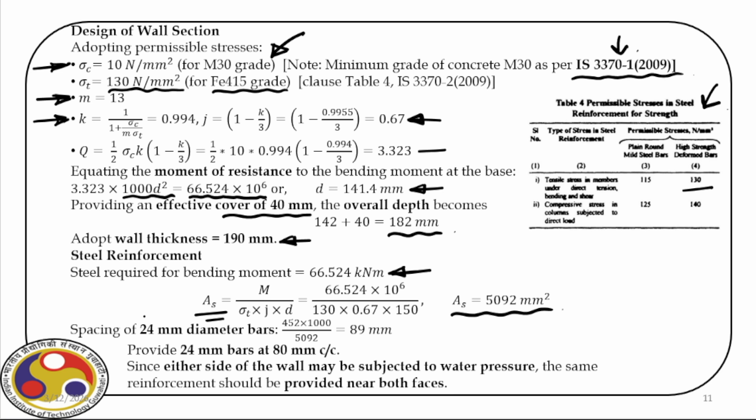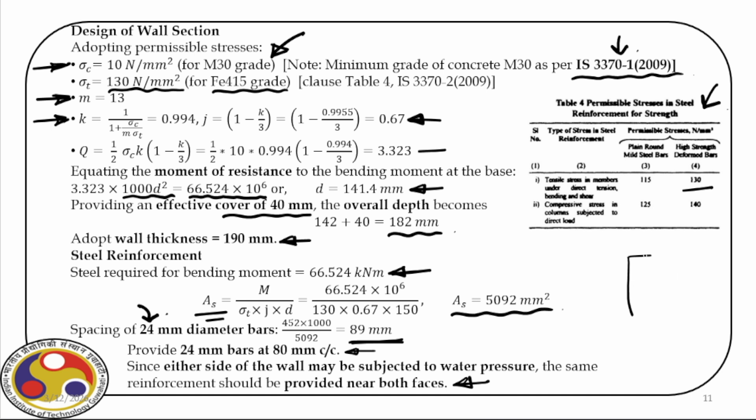So let us try with 24 millimeter bars, and for that we can find out the spacing, which is 89 millimeter. So let us provide 24 diameter bar at a spacing of 80 millimeters center to center. Because either side of the wall may be subjected to water pressure depending upon the situation, we provide the same reinforcement on both the faces, right?